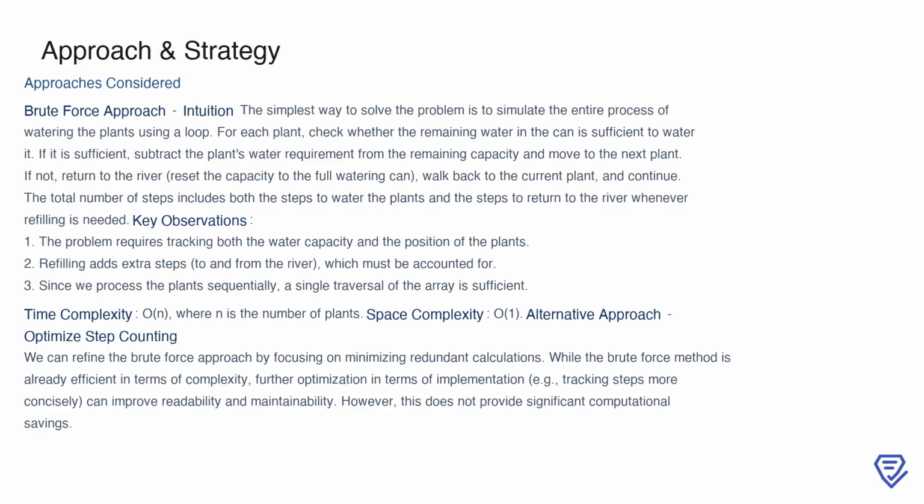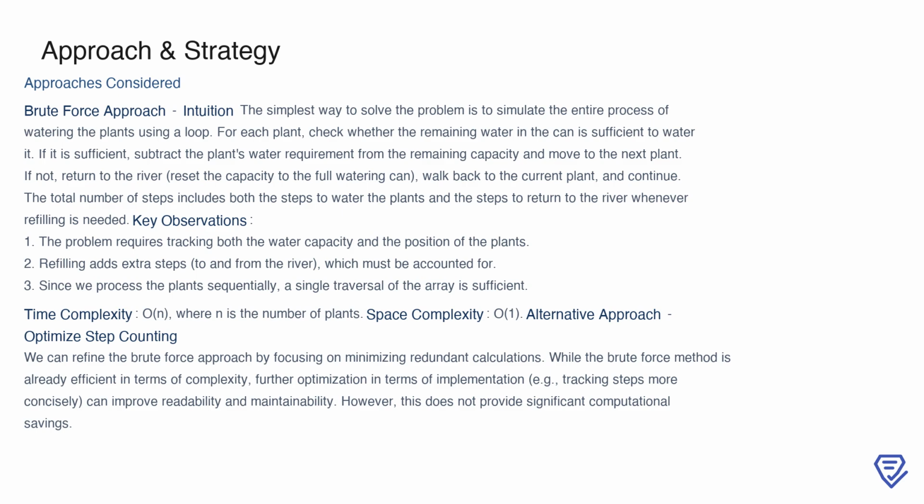The intuition here is straightforward. Imagine walking along the row of plants with a watering can. For each plant, you check if there's enough water left in your can to water it. If there is, you water the plant, reduce the remaining water in your can by the amount the plant needs, and move to the next one.